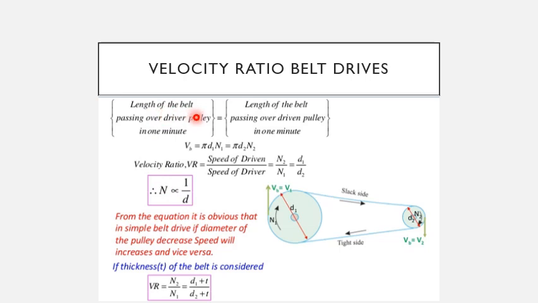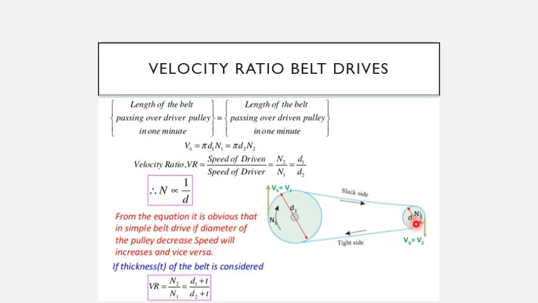So the length of the belt passing over the driver pulley in 1 minute is equal to the length of the belt passing over the driven pulley in 1 minute. From here we can calculate the speed ratio. It is equal to N2 over N1, equal to D1 over D2. So from this equation we understand that if the diameter of the pulley decreases, speed will increase.